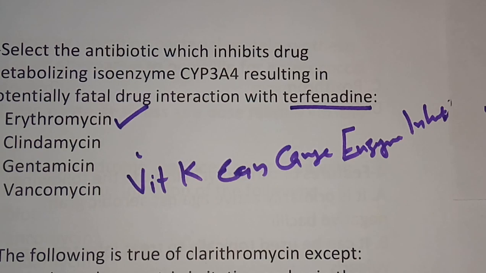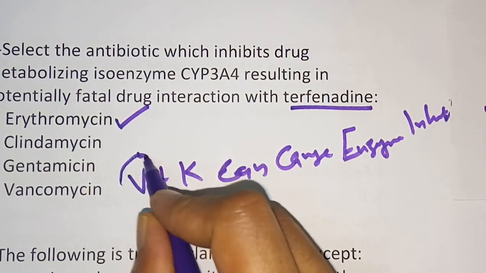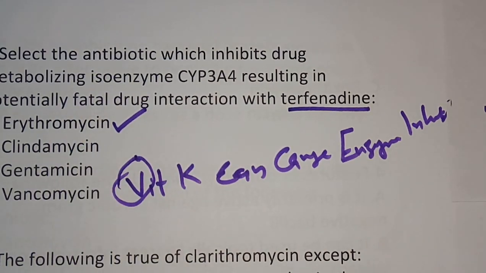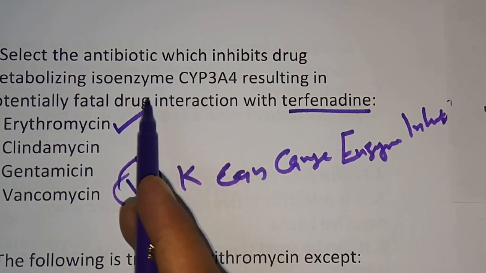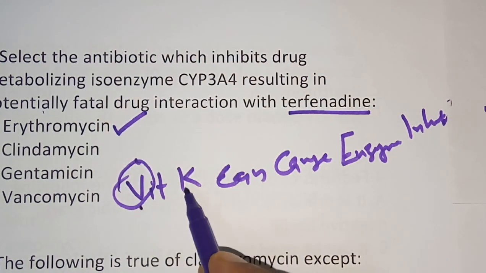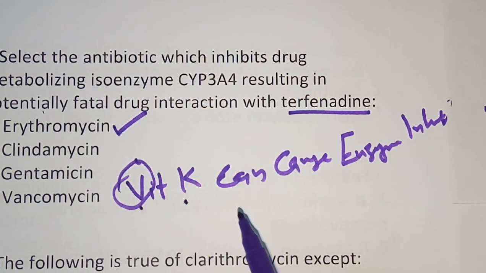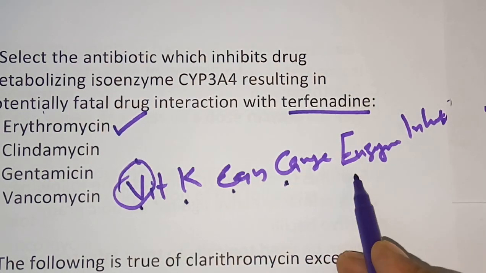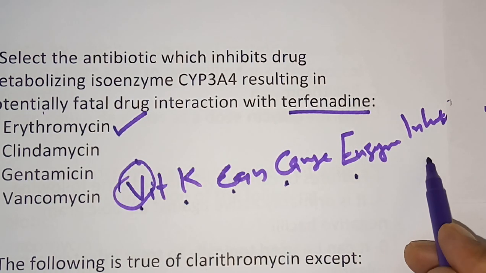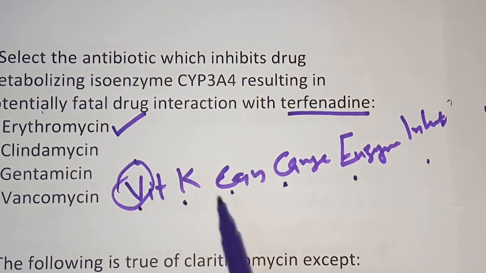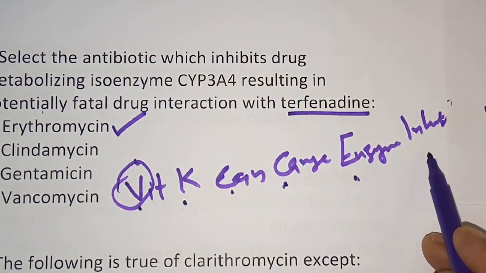In that, V represents valproate. I am right now discussing enzyme inhibition, the drugs which inhibit drug metabolism by inhibiting the metabolizing enzyme. V represents valproate, K represents ketoconazole, C represents cimetidine, again C represents ciprofloxacin, E represents erythromycin, and I represents INH. Valproate, ketoconazole, cimetidine, ciprofloxacin, erythromycin, INH.